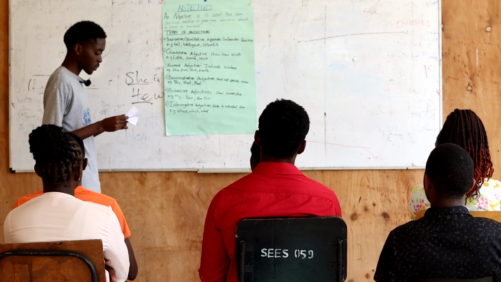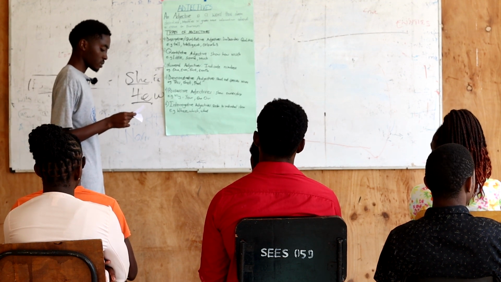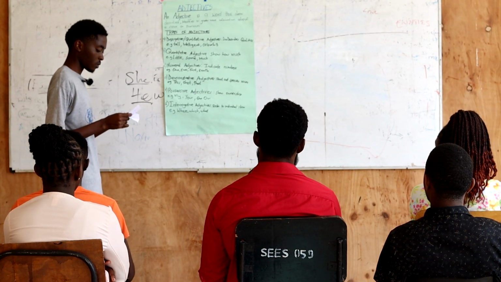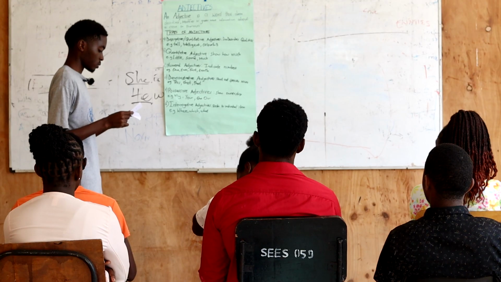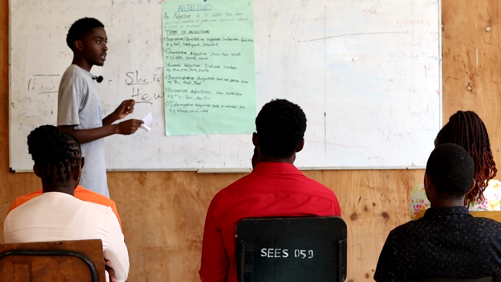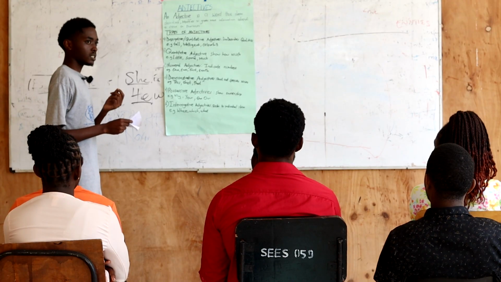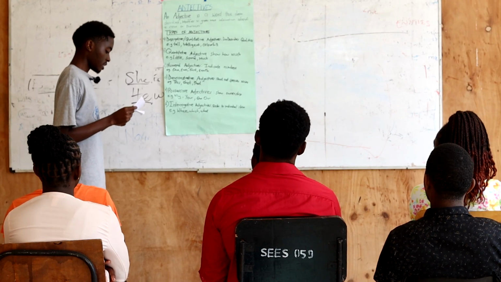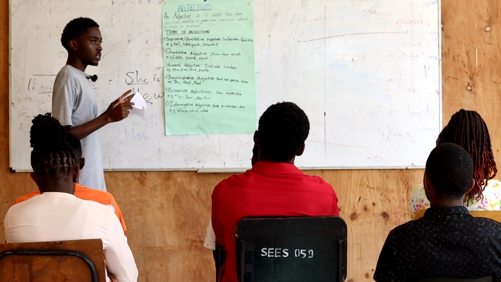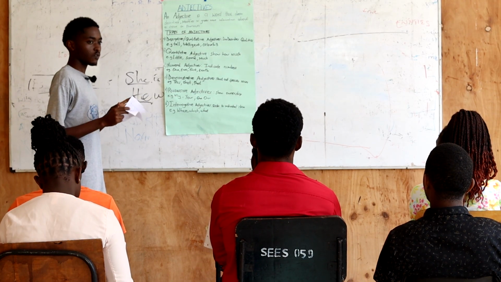Adjectives provide details such as appearance, quantity, size, age, color, opinion, origin, or possessions. Example, a brilliant student. Brilliant shows that the student is smart. Three large buildings. Three and large show the number and the size of the buildings.